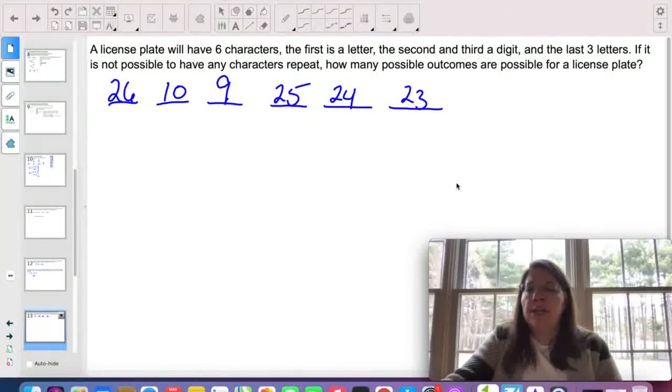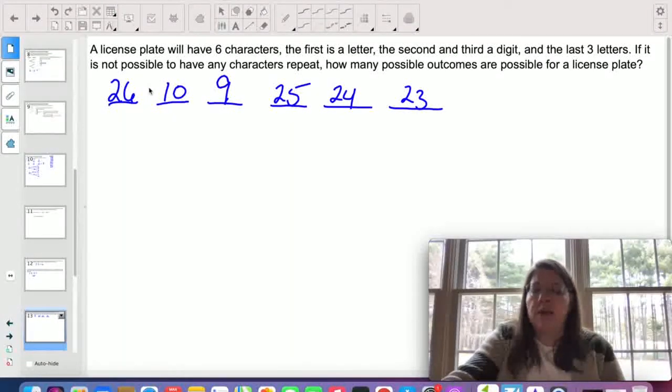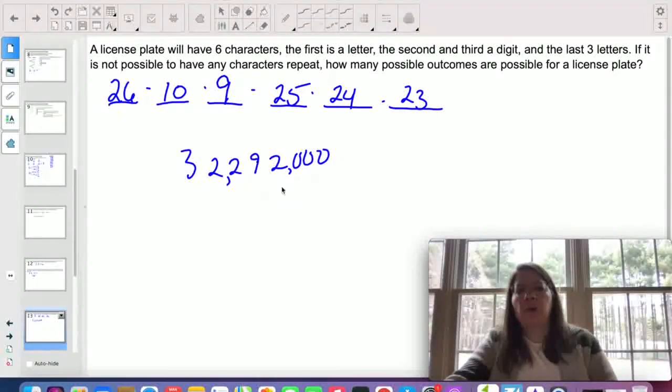To figure out how many total possible combinations there are for license plates, we would multiply all these different numbers together. So the number of possible outcomes can get very large very quickly when you're dealing with the alphabet, since there are so many letters in the alphabet.